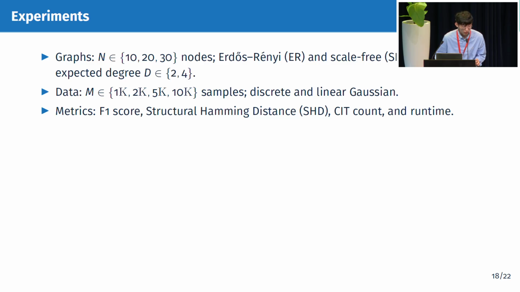As for experiments, we evaluated DFPC on both Erdos-Renyi and scale-free graphs across different graph sizes and densities. We considered both discrete and linear Gaussian data, and we measured 2 aspects: structural accuracy using F1 score and structural Hamming distance, and computational efficiency using the number of executed CITs and runtime.